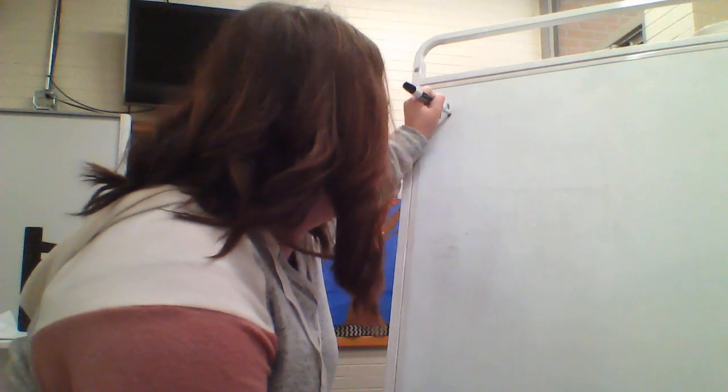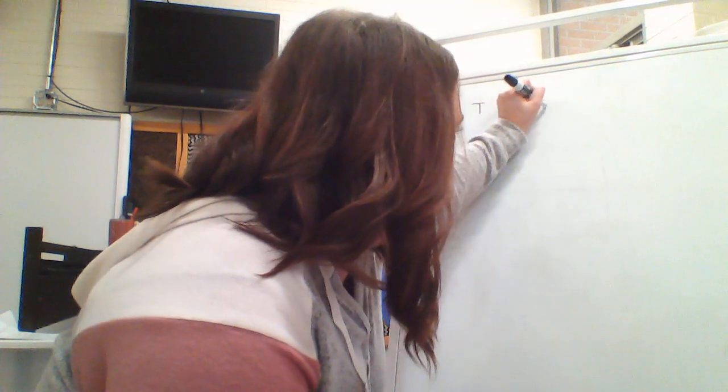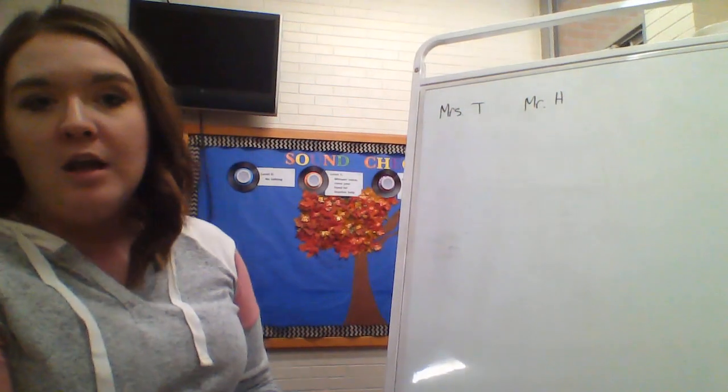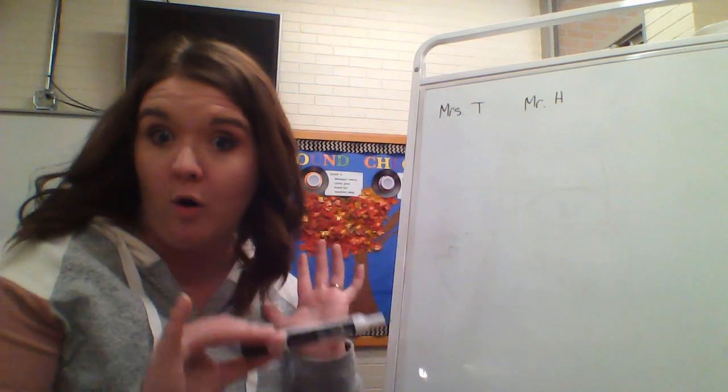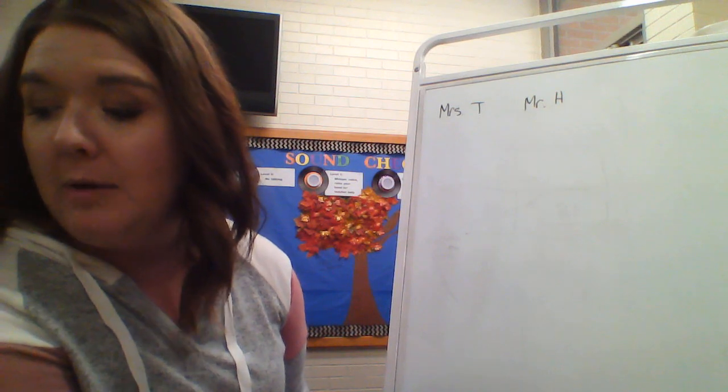So I want you to listen to this problem. Mrs. Tan made 82 muffins for the school picnic. This was 35 more muffins than Mr. Hero made. How many muffins did Mr. Hero make? So I have Mrs. Tan, so Mrs. T, and Mr. Hero, so Mr. H. Okay, now I need to figure out who is making more muffins than the other person. Mrs. Tan made 82 muffins for the school picnic. This was 35 more muffins than Mr. Hero made.